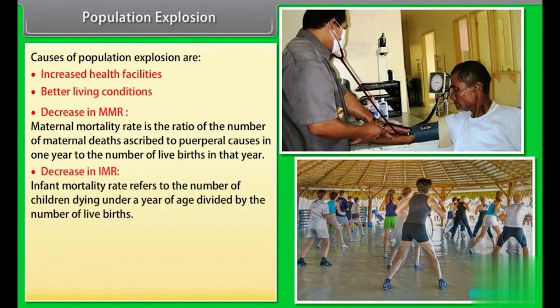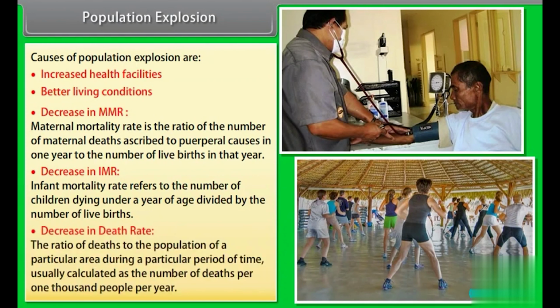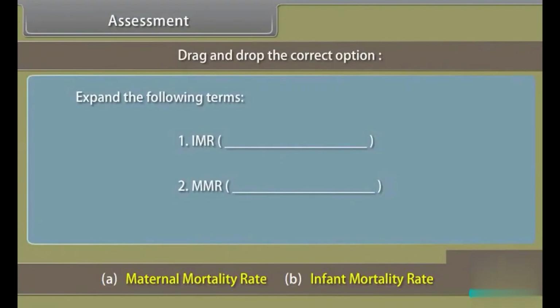Decrease in IMR. Infant mortality rate refers to the number of children dying under a year of age divided by the number of live births. Decrease in death rate. The ratio of deaths to the population of a particular area during a particular period of time, usually calculated as the number of deaths per 1,000 people per year.